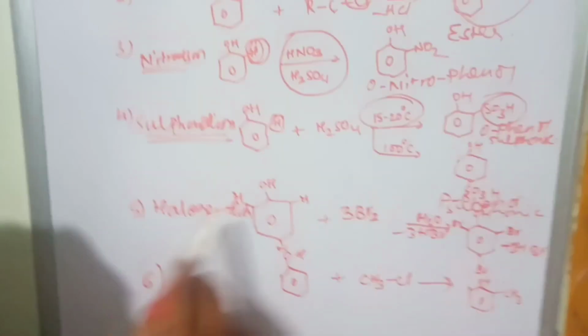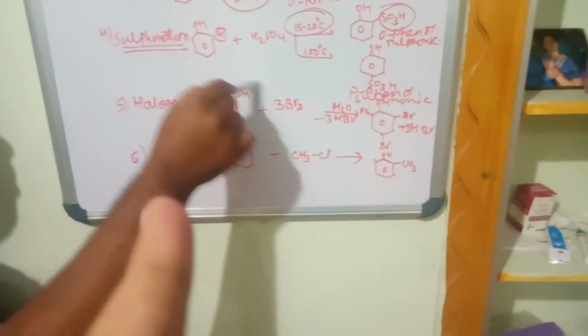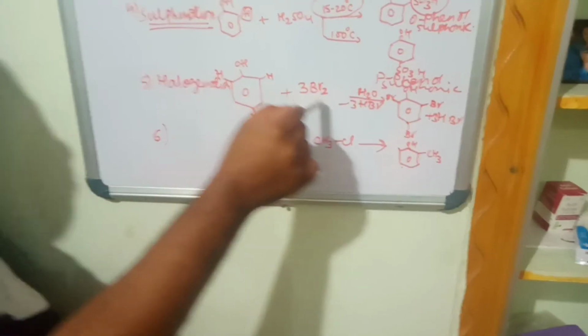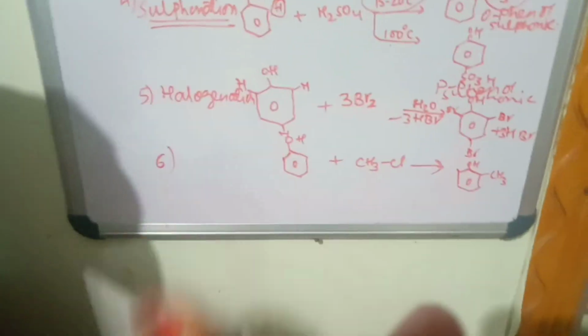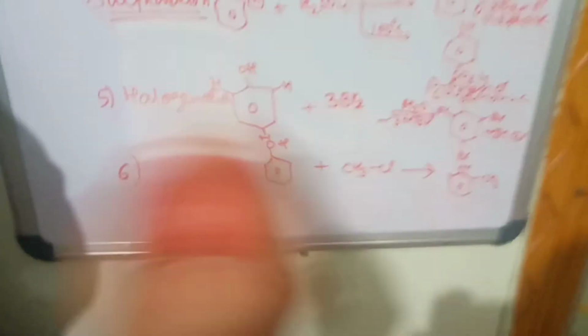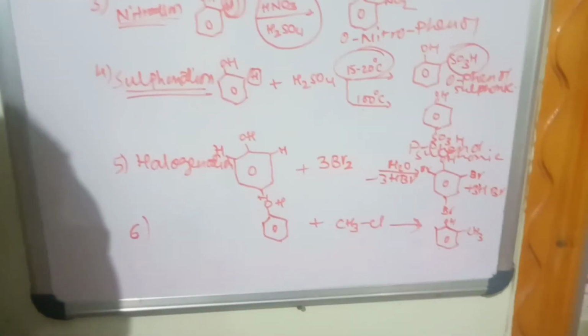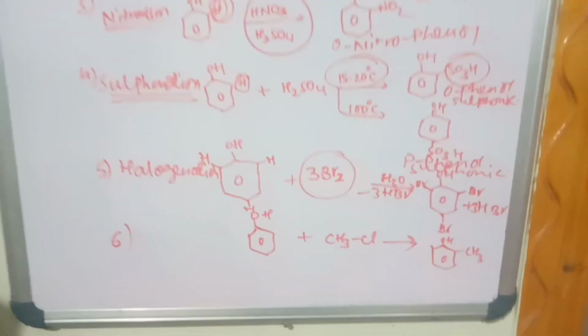The fifth reaction is the halogenation reaction. Like benzene, phenol undergoes it in the same way. Replacement of hydrogen of the benzene ring by bromine is called bromination. If you replace with chlorine, it is called chlorination. With fluorine, fluorination. With iodine, iodination. Depending upon the type of halogen you use, a different halogenation reaction takes place.